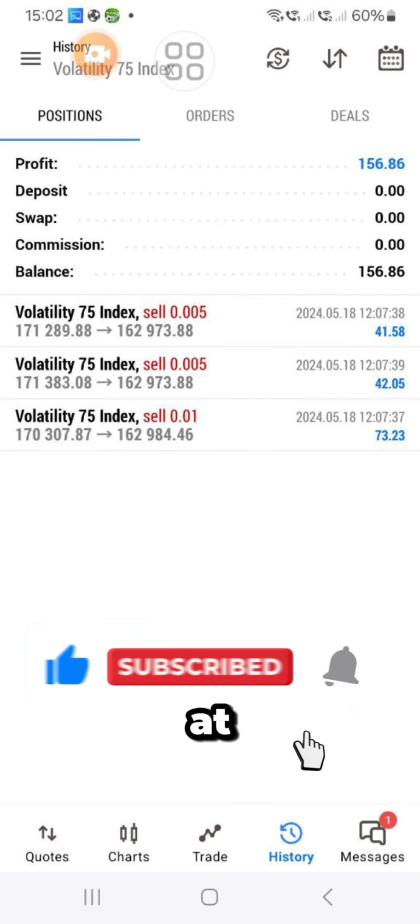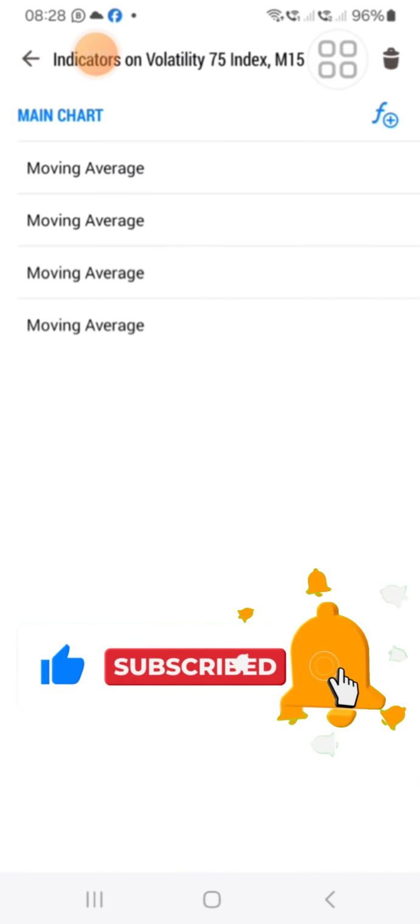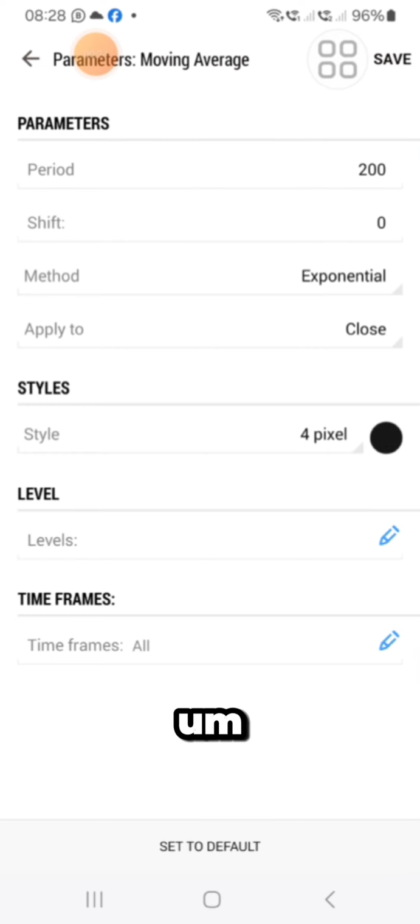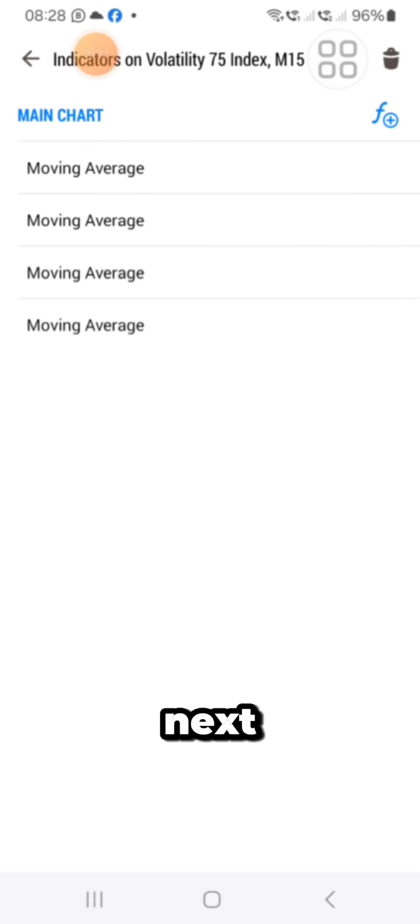So let's quickly look at the settings. We're going to be making use of 4 moving averages. The first moving average will have a period of 200, shift 0, method exponential, apply to close, and the style is 4 pixel with the color black. Then we go on to the next moving average.